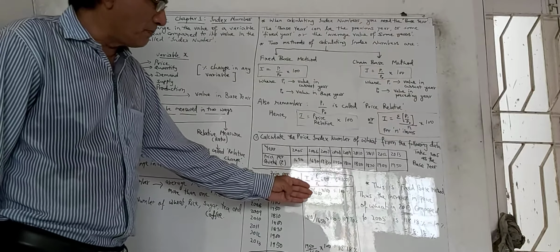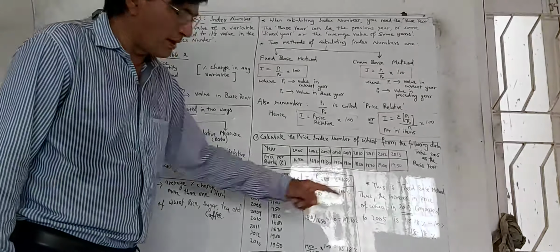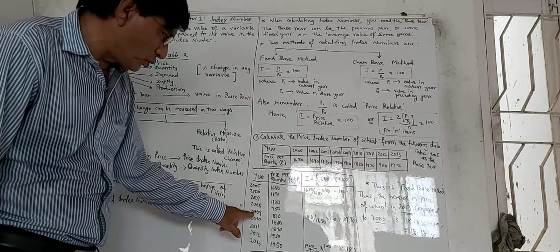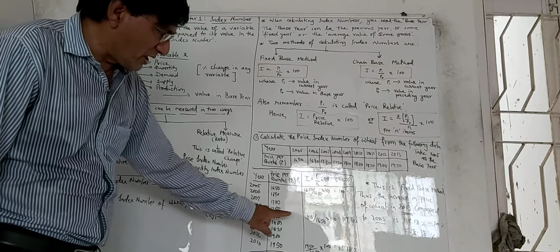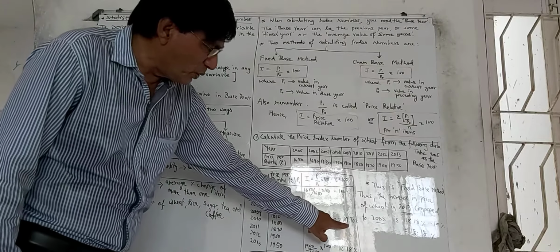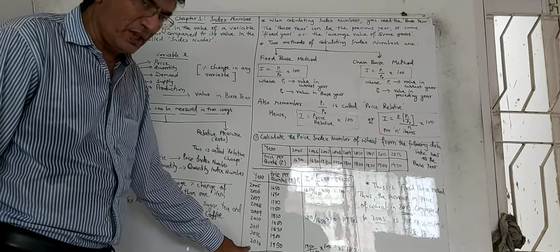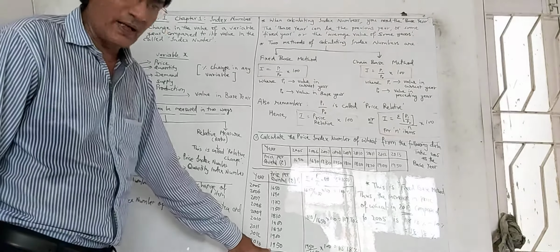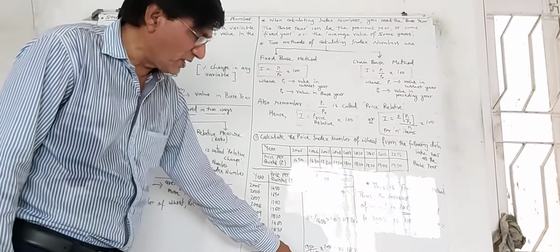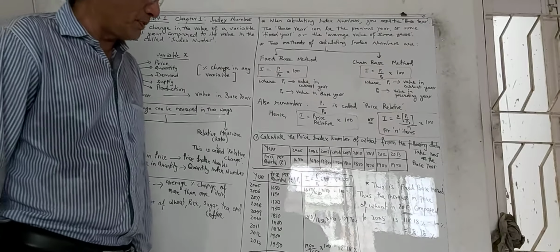So the index number for the base year will always be 100 in the fixed base method. Into 100 is 100%. Calculate for different values. For example, for 2009, 1810 divided by 1650, the base year, into 100, you get 109.70%. Similarly for the last year, 2013, 1950 rupees. 1950 divided by 1650, the base year, into 100, and you get 118.18%.